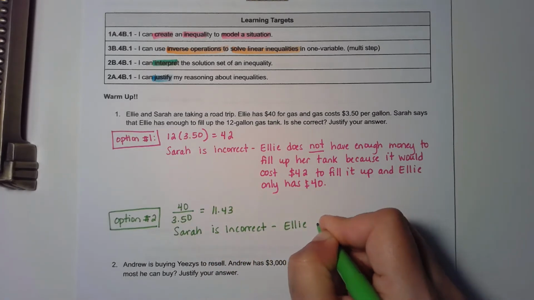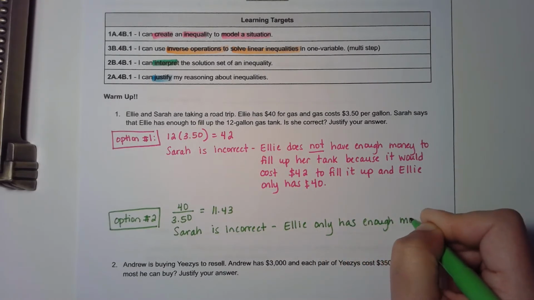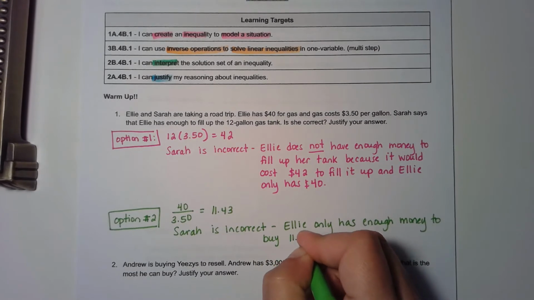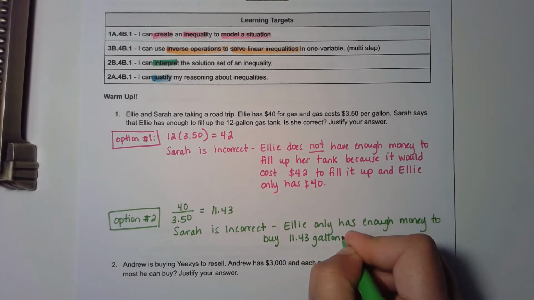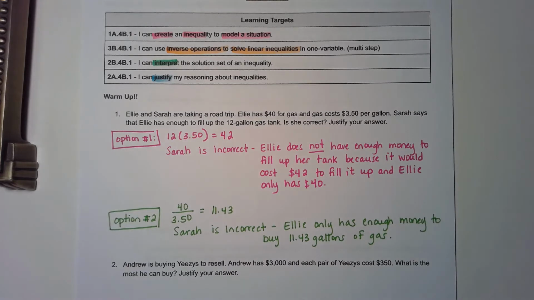Ellie only has enough money to buy 11.43 gallons of gas, which is not 12. So Sarah is wrong. We can't buy all 12 gallons. Now, when it comes to how you decide to do this, either option number 1 or option number 2 is fine. You can choose to use whichever one makes more sense to you, as long as at the end you come to the same conclusion, which is that Sarah is ultimately wrong here. Ellie does not have enough money to fill up her gas tank.